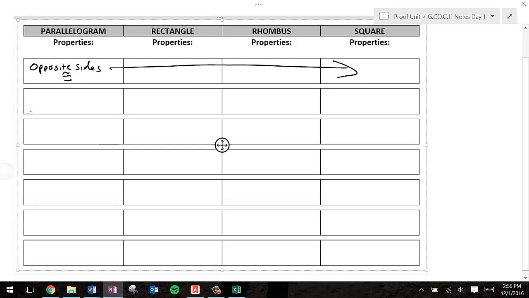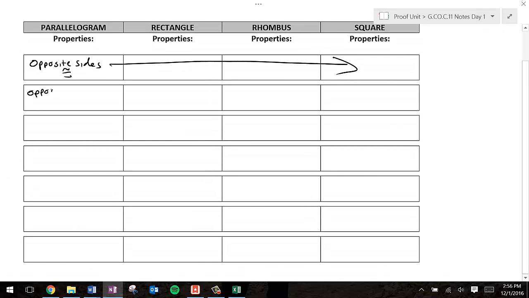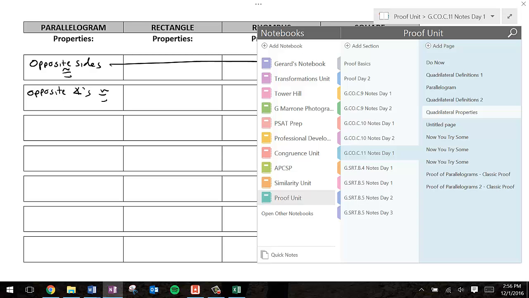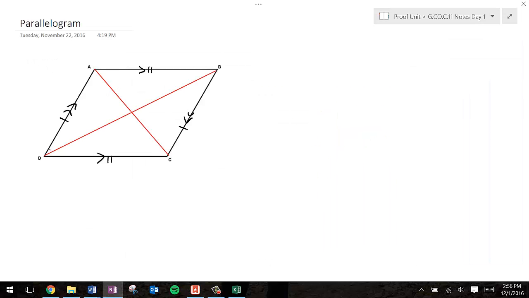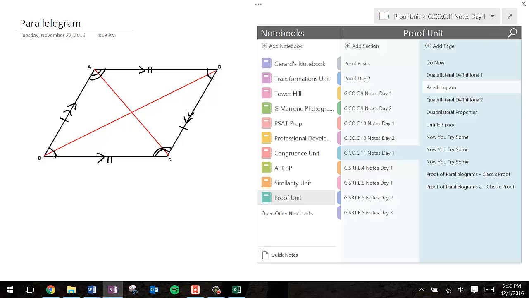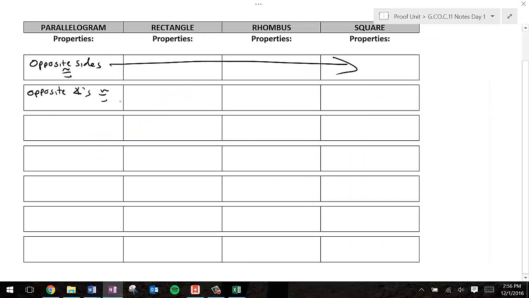We also know that our opposite angles will also be congruent. Okay, so if I flip back over to my parallelogram, that means that this angle and this angle are congruent, and that this angle and this angle are congruent. And once again, that's true for all of these.